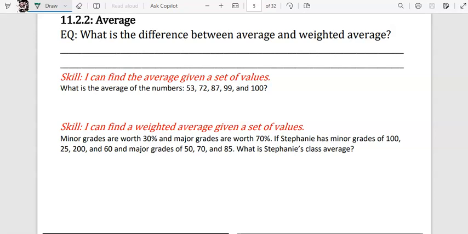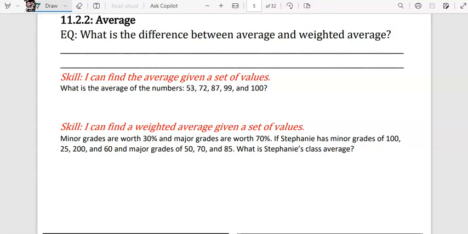11.2.2 Average. Essential question: What is the difference between average and weighted average? Skill: I can find the average given a set of values. What is the average of the numbers 53, 72, 87, 99, and 100?